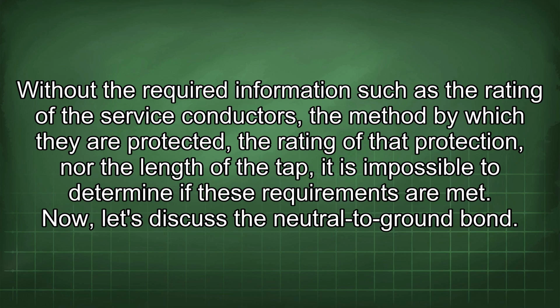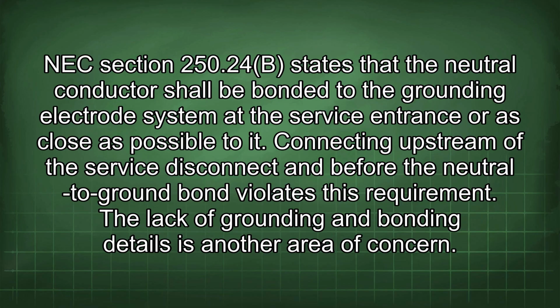Now let's discuss the neutral to ground bond. NEC section 250.24(b) states that the neutral conductor shall be bonded to the grounding electrode system at the service entrance or as close as possible to it. Connecting upstream of the service disconnect and before the neutral to ground bond violates this requirement.